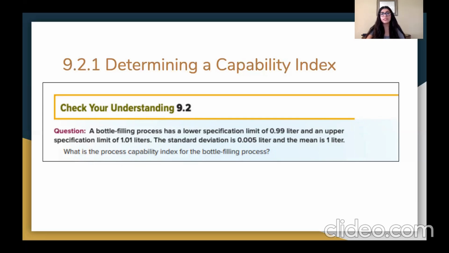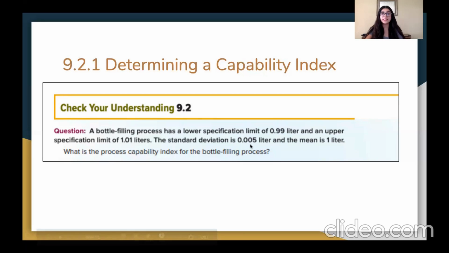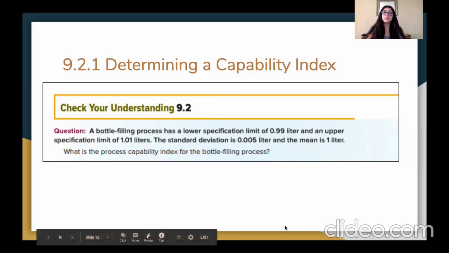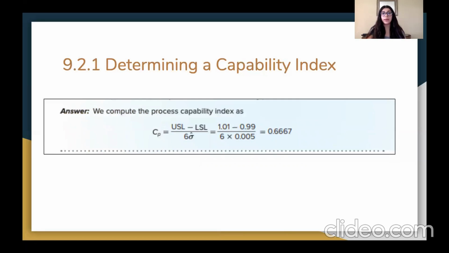So from this information, we can tell that the LSL is 0.99 and the USL is 1.01. We also know the standard deviation to be 0.005. So from this, we can fill out the equation: 1.01 minus 0.99 over 6 times 0.005. This would make the process capability index 0.6667.